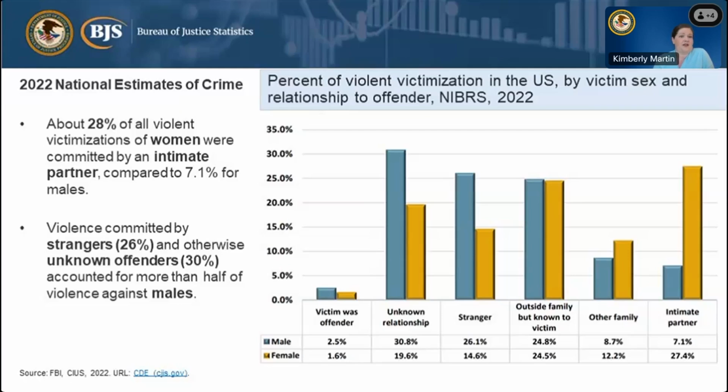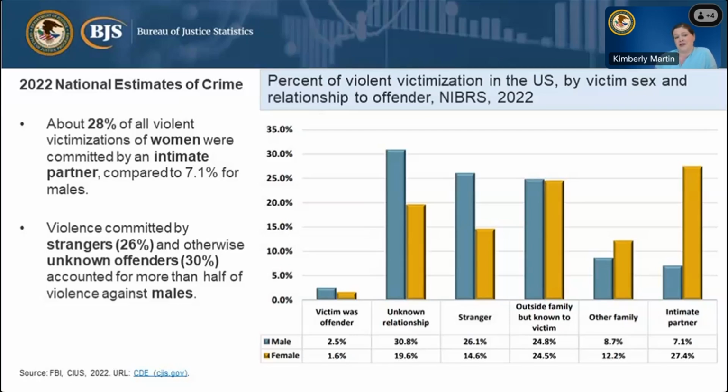Violence committed by otherwise unknown offenders looks very different for males. It accounts for over half of their violent victimization. It's much more rare for females. So intimate partner violence tends to have a female victim much more often than a male victim. With strangers and unknown offenders, the victim tends to be male rather than female.